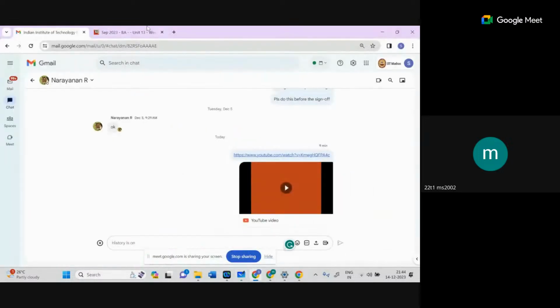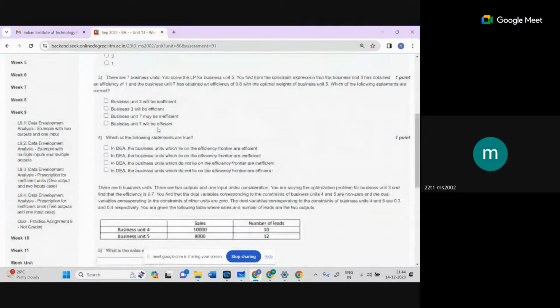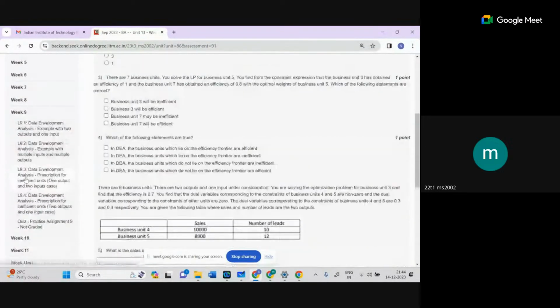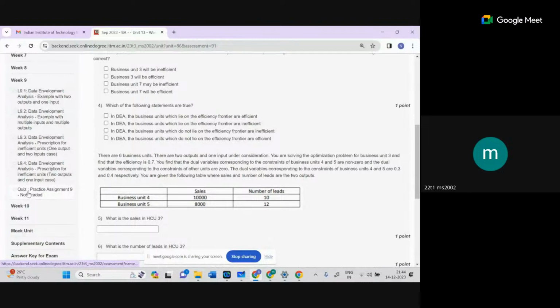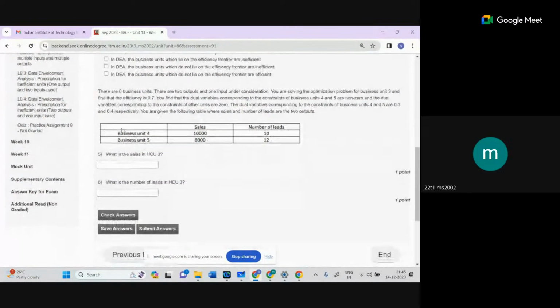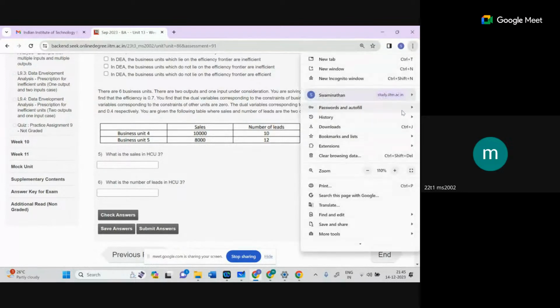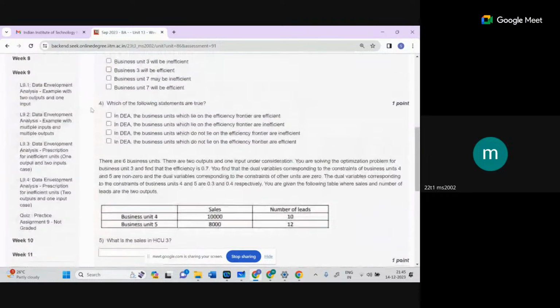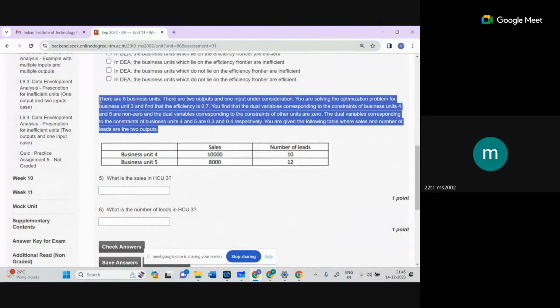For example, let's take an example. There is a practice assignment. If you go to week 9, there is a quiz here, practice assignment 9, not graded. This is a very, very interesting question. I'll zoom in a bit and we'll try to solve this together. So for the benefit of everyone, let me read out this question.